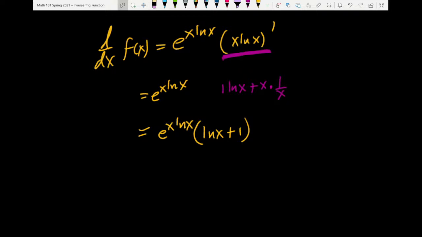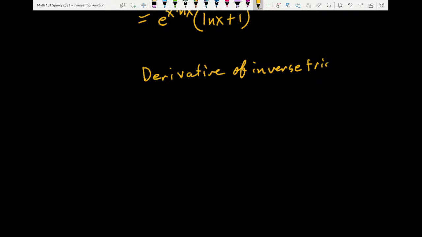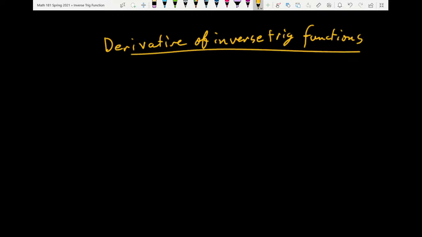Now let's look at the inverse trig functions. If you have the book, you could open the book. Derivative of inverse trig functions. We're literally using the formula. We're not going to do anything crazy. We're going to use the formula. I'll wait a bit for you guys to catch up.